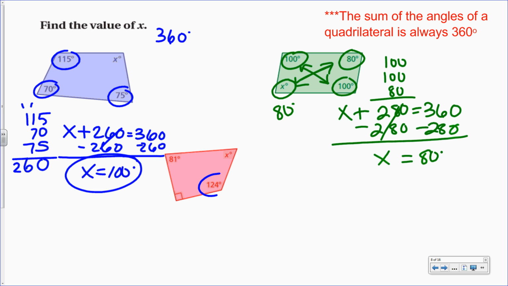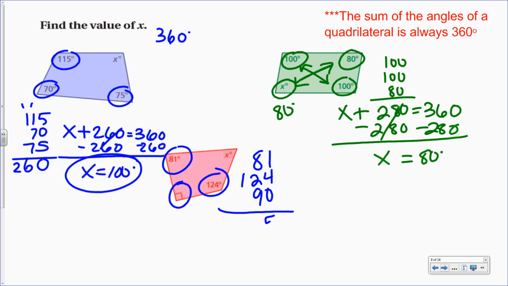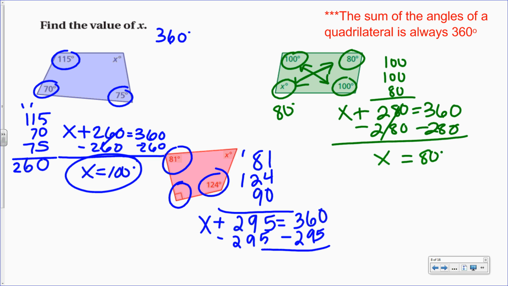And finally, when you add these up, on the bottom one, you should have had 81 plus 124, and you have another angle here. You have a 90-degree angle. When you add those up, 4 plus 1 is 5, and 9 plus 2 is 11, plus 8 is 19. So we have 295 degrees. So x plus 295 equals 360. So you just have to subtract your 295, and you find out that x is 65 degrees. So that's how you find the missing side of a quadrilateral.